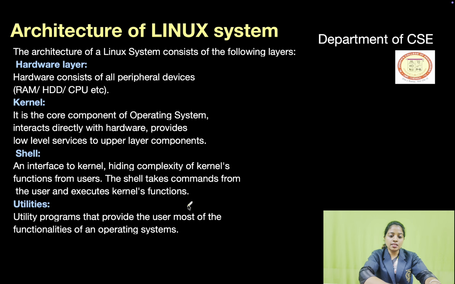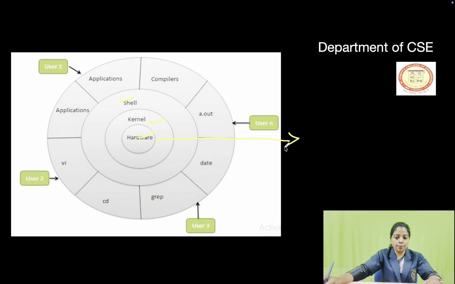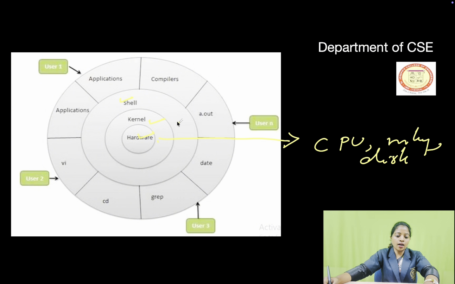So this is the architecture of the Linux system. Here there are three layers: the shell, the kernel, and the hardware. The hardware is the place where everything runs, like the CPU, memory and disk. Moving to the kernel, it interacts with the hardware and has direct contact with it. We can call the kernel the brain of the OS.